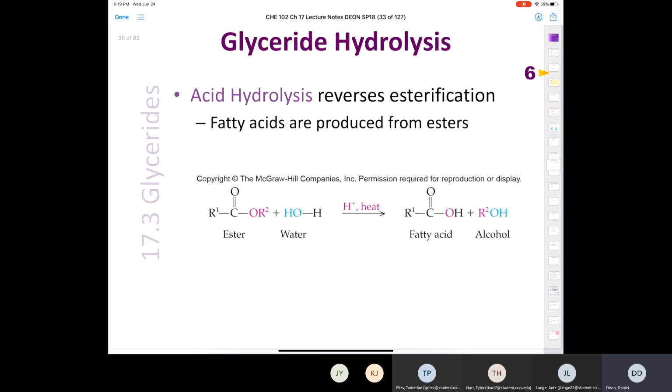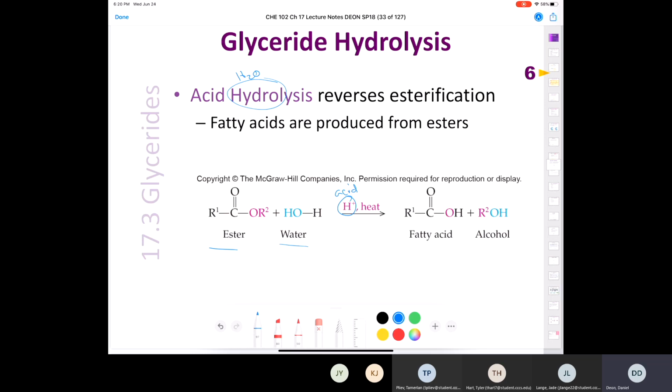The next reaction we want to look at, some more good news, some review, is glyceride hydrolysis, and we're going to look at acid hydrolysis. So if we take an ester and we treat that with an acid, here's our acid, and heat and water, of course, because hydrolysis, right? We need water for hydrolysis. We can produce a fatty acid and an alcohol.